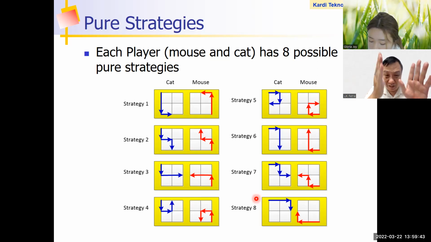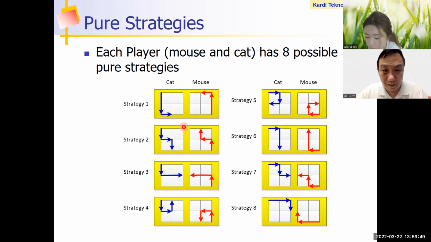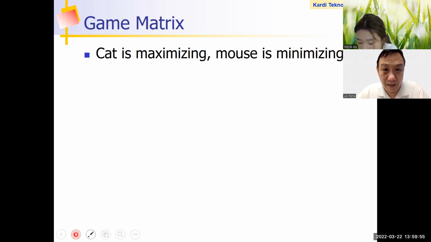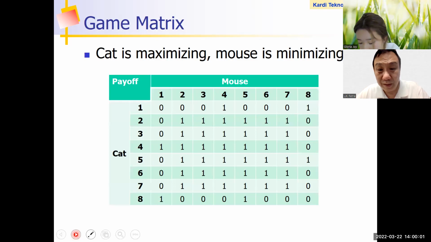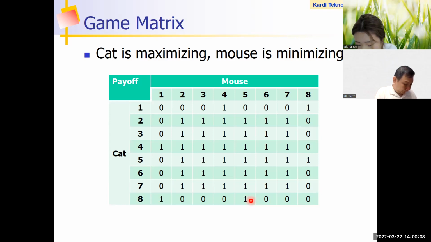I just draw them here in the same row, but actually they are separate, the cat and the mouse. Remember, the cat is maximizing, the mouse is minimizing. So this is what we have. This is the payoff for the cat.